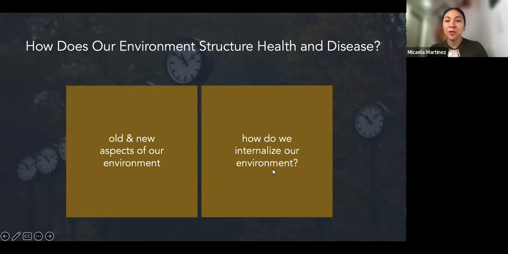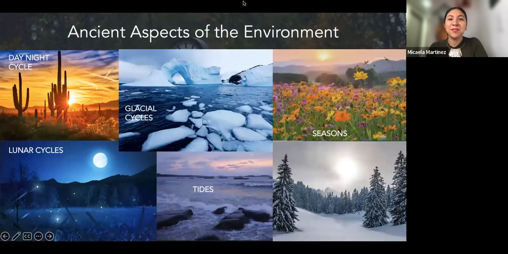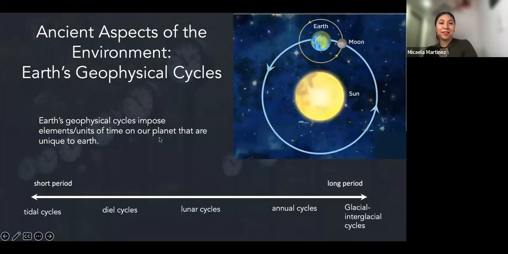Got it. Okay. So today I wanted to talk to you about two things: old and new aspects of our environment, and then how we as humans internalize our environment. The ancient aspects of our environment that my lab considers are all based in geophysical cycles. These include the day-night cycle, the glacial cycles, the seasons, the tides, and the lunar cycles. I say that these are ancient aspects of our environment because they really are based on geophysical properties of our planet and our solar system.